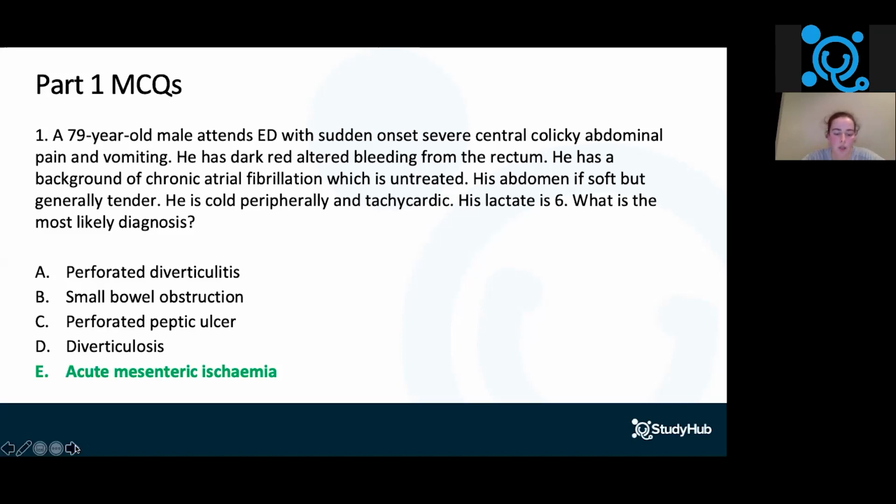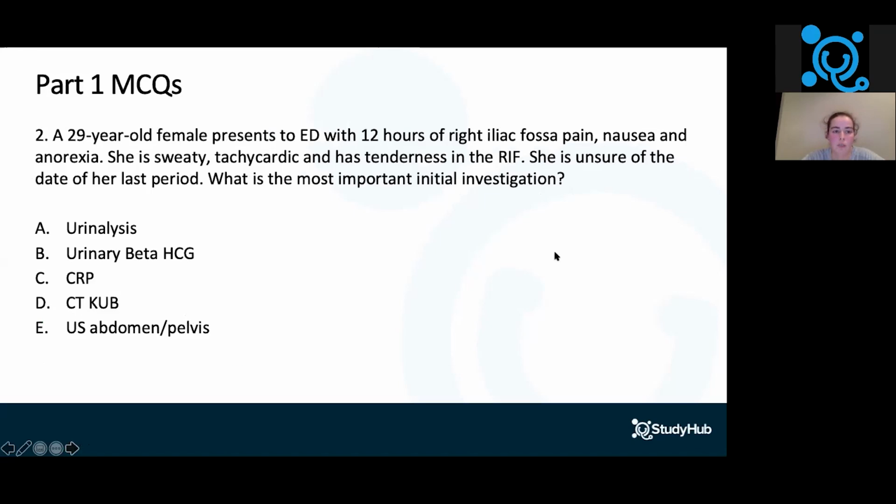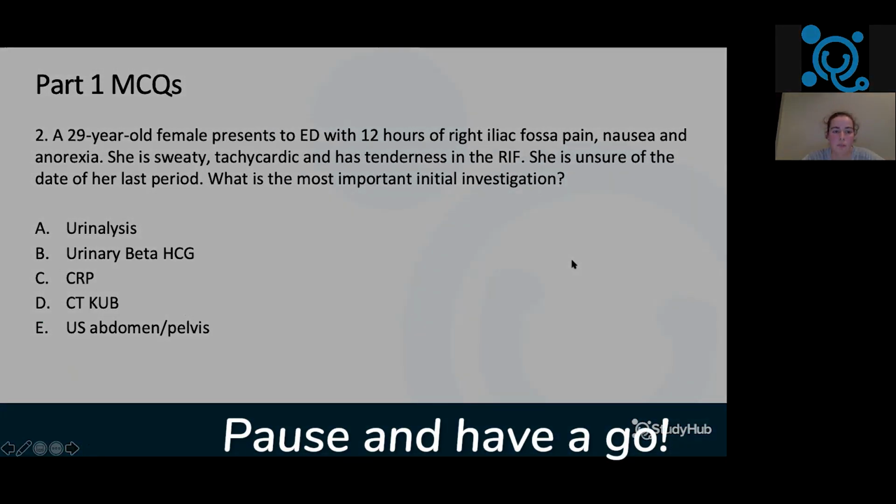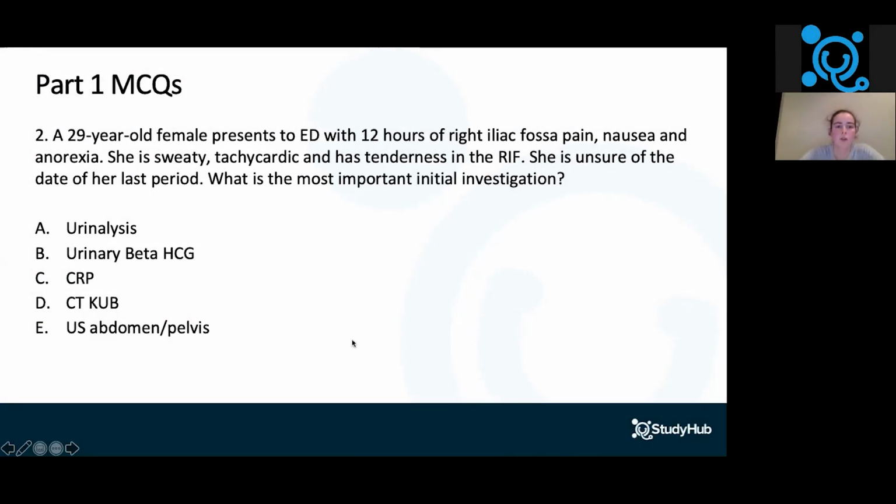Okay, so we'll move on to the next question. Okay, so nearly all of you answered this correctly. So urinary beta-HCG. So we've got a 29-year-old female, so female of childbearing age with right iliac fossa pain. So a ruptured ectopic pregnancy should be right at the top of your differential.